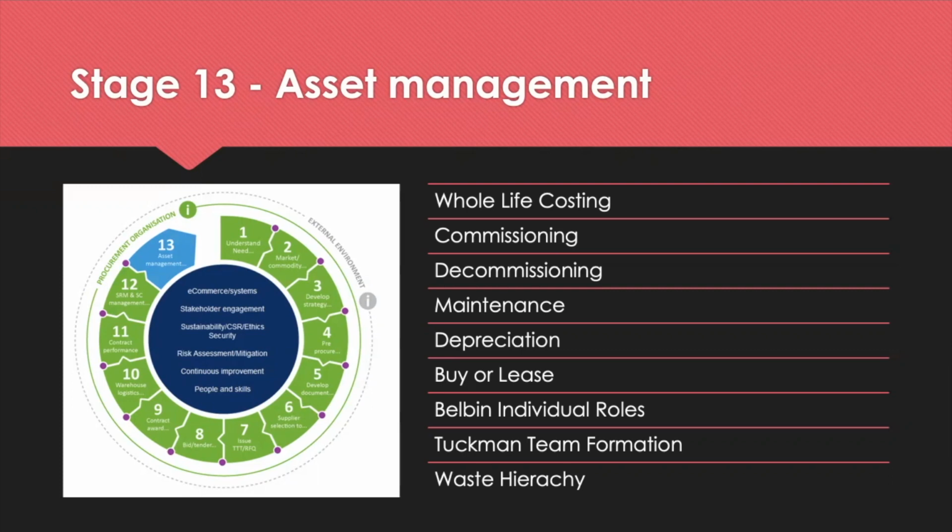Another thing you can build in at stage 13 is the decision whether to buy something or lease it, and the benefits and drawbacks of doing that. And you could also include a bit of Belbin team roles and understand who plays what role at what time, and Tuckman's model. But also, lastly, the waste hierarchy: reduce, reuse, recycle, repair, recover, but definitely not putting it into landfill, just trying to have a more closed loop supply chain.